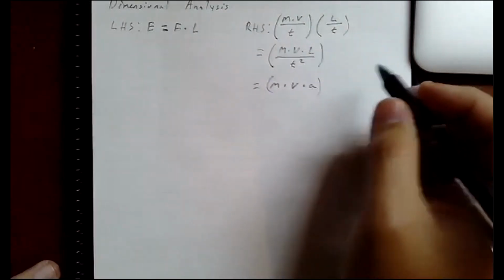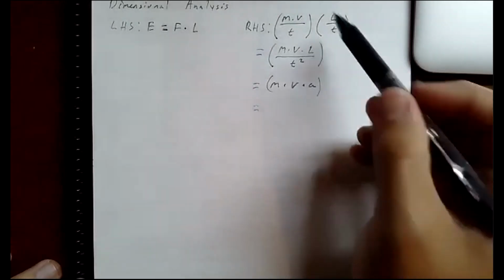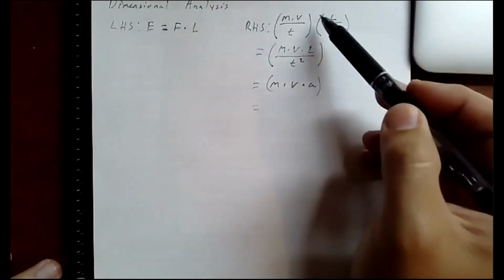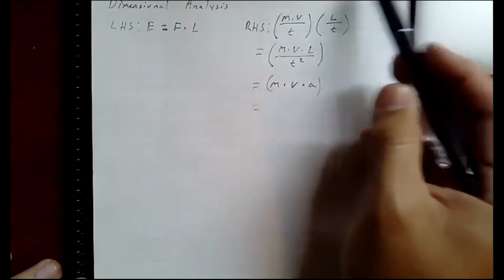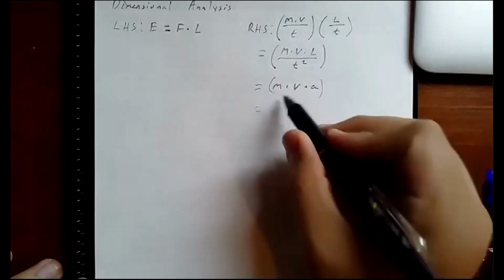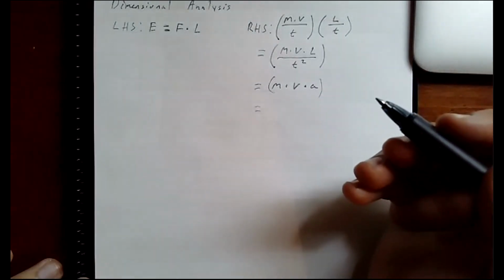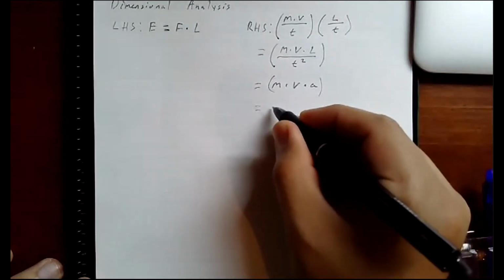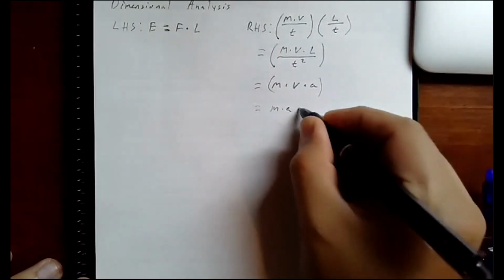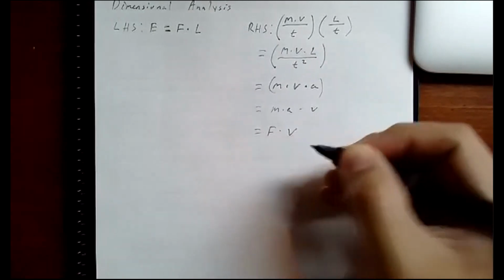All right, so here we go. Let's see if this works out, this approach. So we change the A. That's this one here. We have the A now. And we know that M and A is F, right? So let's see if this works. So this should be M times A times V. It should be F times V.